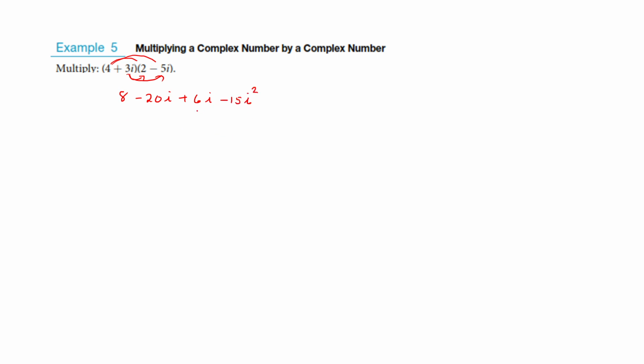Now we're going to combine like terms, but here's the strange part. We've created i squared. And we know i squared is negative 1. So here's really what we have now. So this is all negative 1. So negative 1 times negative 15 is positive 15. So that's the trick. i squared is going to become negative 1, which is just going to change the sign of who it's with. And it's now a real number. It's no longer imaginary. So combining like terms here, we've got 23 minus 14i.